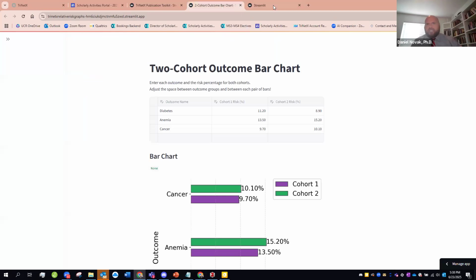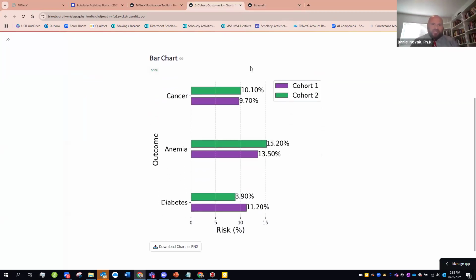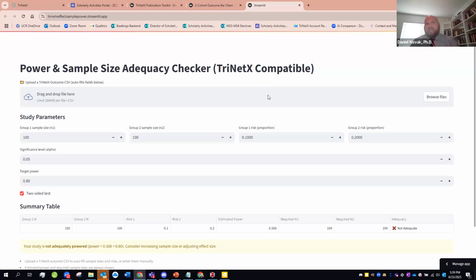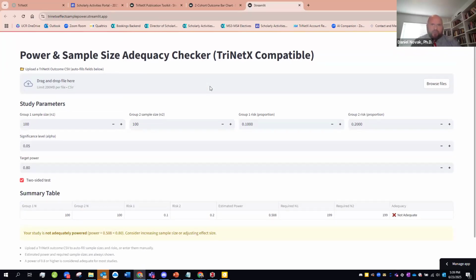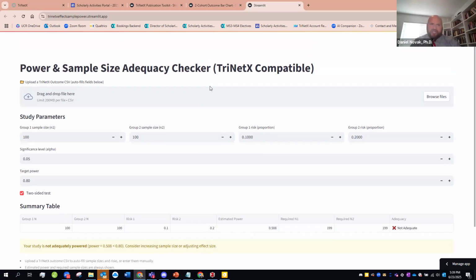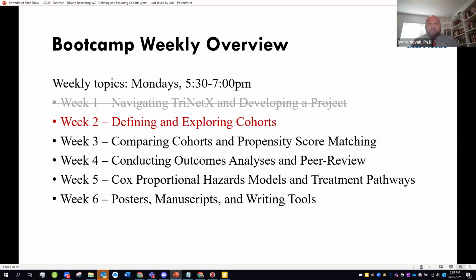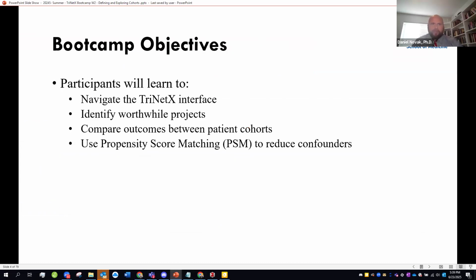We're also basing this completely on student suggestions. We're developing some additional graphics tools like a bar chart maker for those who are not as adept with Excel, and also a power and sample size adequacy checker that we'll be releasing probably pretty soon to help you assess your TriNetX sample statistically, making sure you have enough people to justify the kinds of relative risk numbers that you're coming up with.